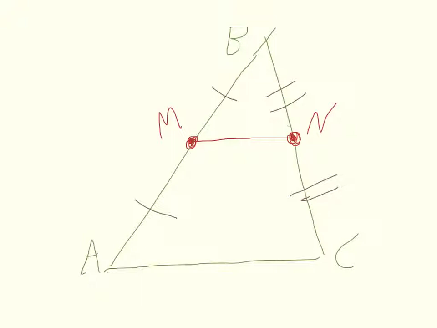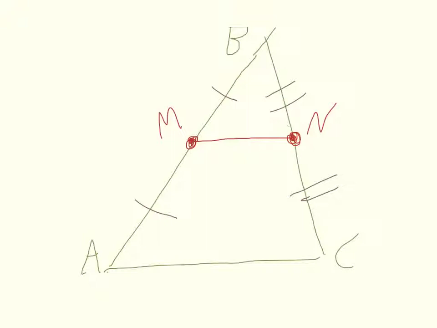Now, using common logic, we can say that since angle B, the one right here, is part of both triangles, then it is equal to itself. This is also part of the reflexive property.